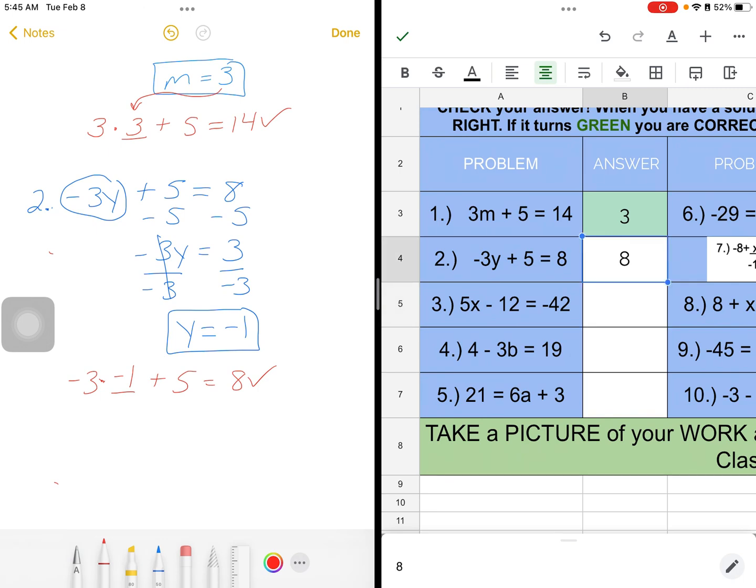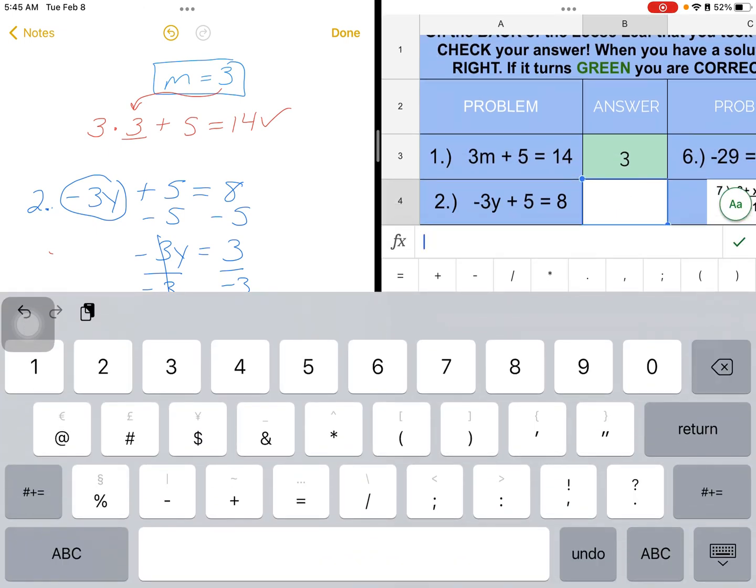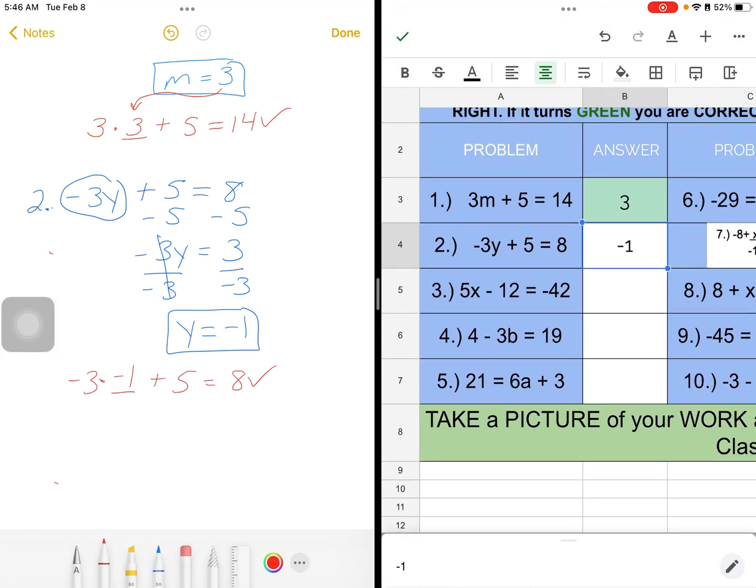Did I have it? Oh, not 8. Nope, my number that I came up with was not 8. That was the final check. The value of y was a negative 1.